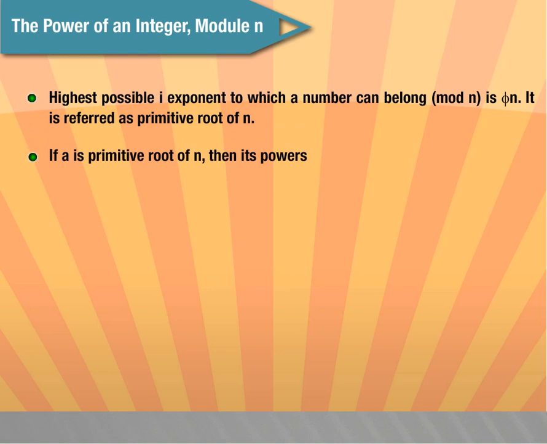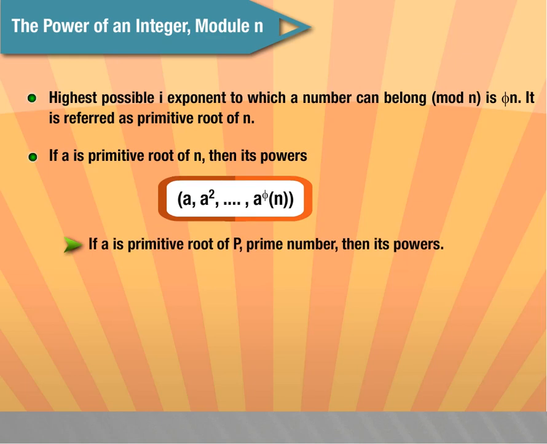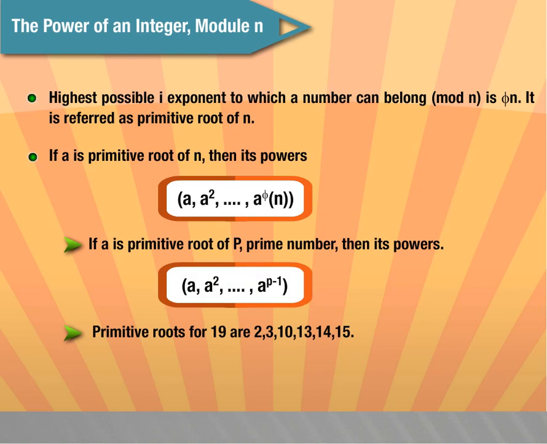If a is a primitive root of n, then its powers a, a squared, and so on up to a^phi(n) are distinct. If a is a primitive root of a prime number p, then its powers a, a squared, and so on up to a^(p-1) are distinct. Primitive roots for 19 are 2, 3, 10, 13, 14, 15.